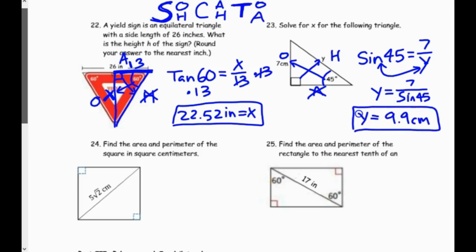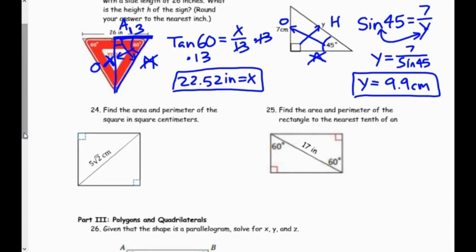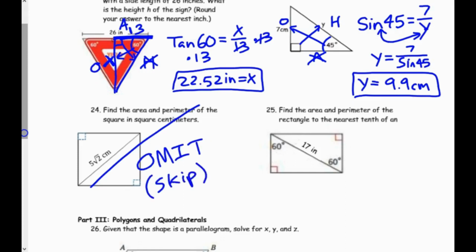Okay? So again, we're going to have to get reintroduced to this trigonometry stuff. So find the area and perimeter of the square in square centimeters. All right. We're going to omit this one, which means skip. Number 25: find the area and perimeter of the rectangle to the nearest length. So we're going to have to use trig again and then apply it with area and perimeter. So what's my angle? 60, right?